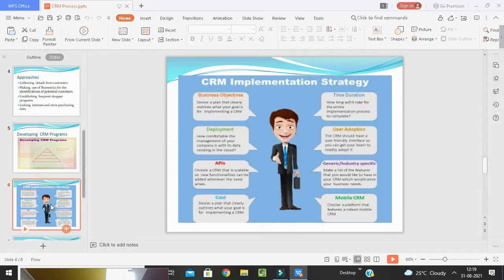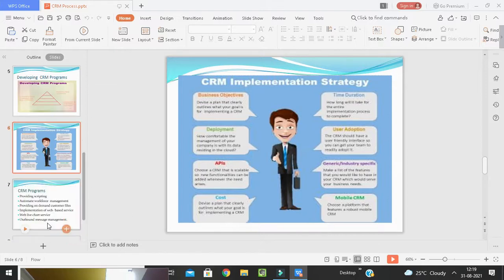Now, if you see here, CRM implementation strategy. What the strategy is making, like business objectives, you have to identify. Deployment should be there, APIs should be there, cost, mobile CRM, generic or specific, user adoption, time durations. All these things come in this.